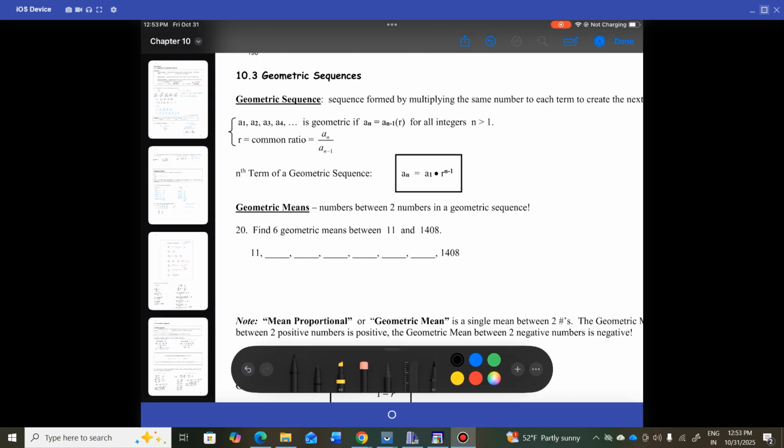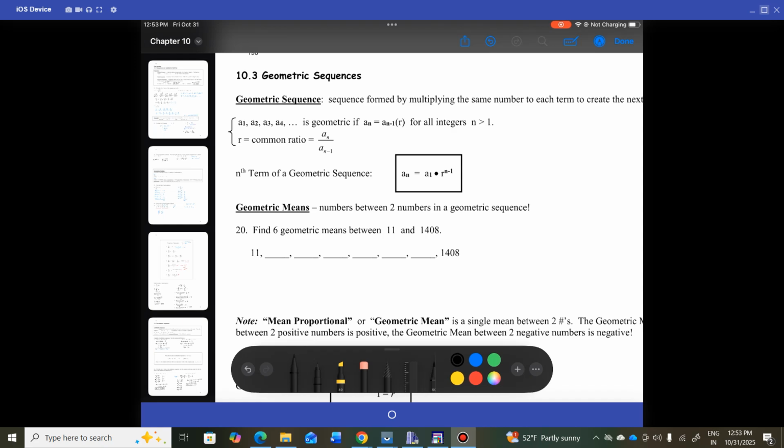So it takes the form for the nth term: a sub n is a sub 1, your first term, times r to the n minus 1. Right, and so let's say we have numbers between two numbers in a geometric sequence.